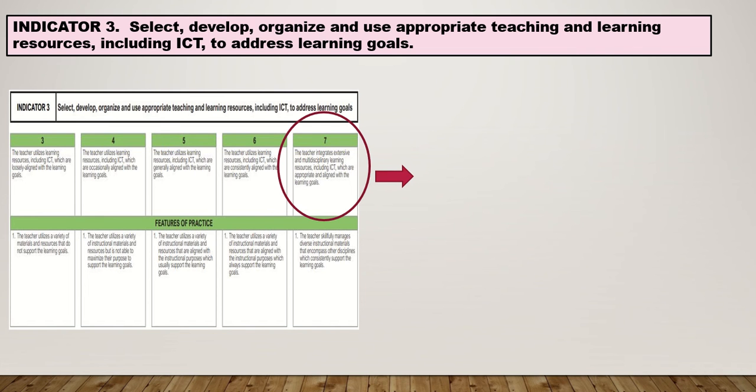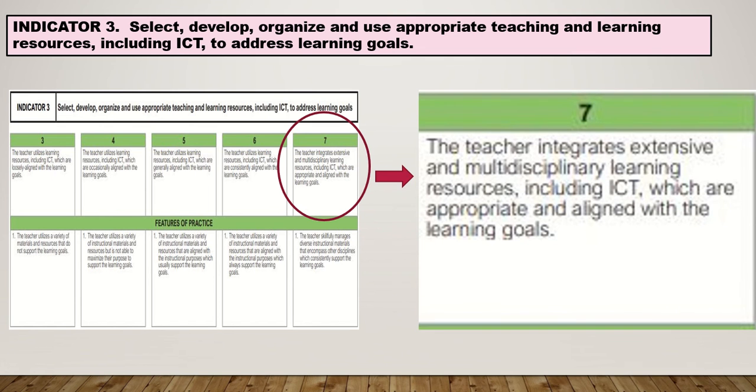Indicator 3. Select, develop, organize, and use appropriate teaching and learning resources, including ICT, to address learning goals. To be rated 7, the teacher integrates extensive and multidisciplinary learning resources, including ICT, which are appropriate and aligned with the learning goals. So those are the 3 indicators that need to be rated during the classroom observation.